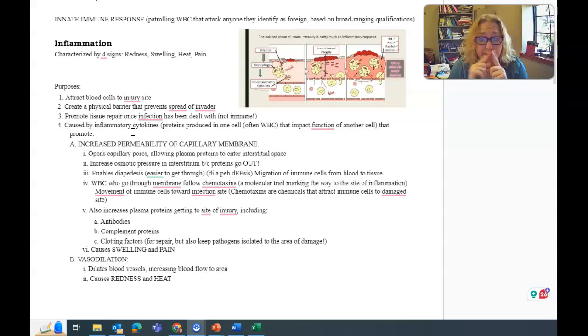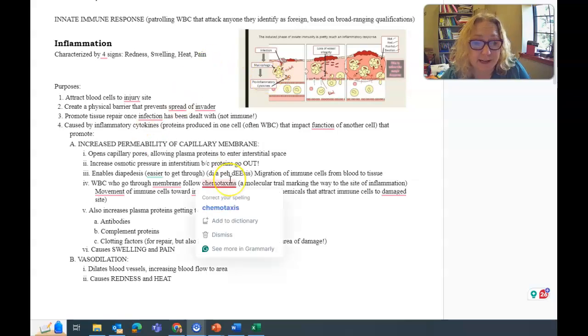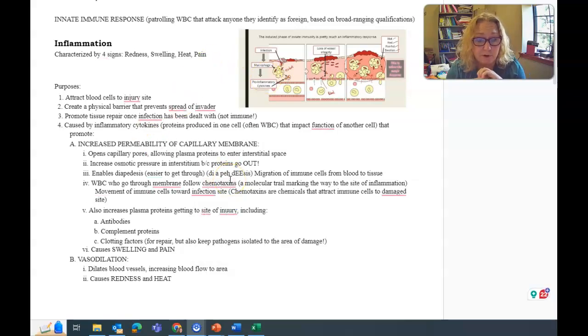This is caused by, wait for it, this is so cool, an inflammatory cytokine. The protein is produced by the white blood cells that's like, dude, go get help. That is a cytokine, and it vasodilates your blood. What? Yeah, very exciting. So it's going to open up your capillary pores. It's going to allow plasma proteins to enter that interstitial space.